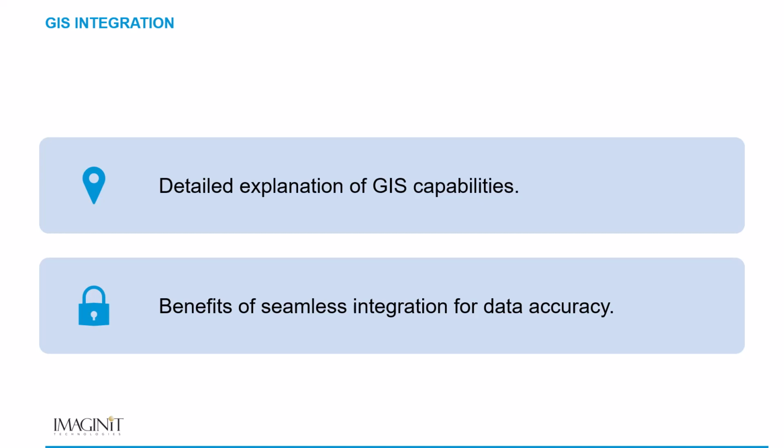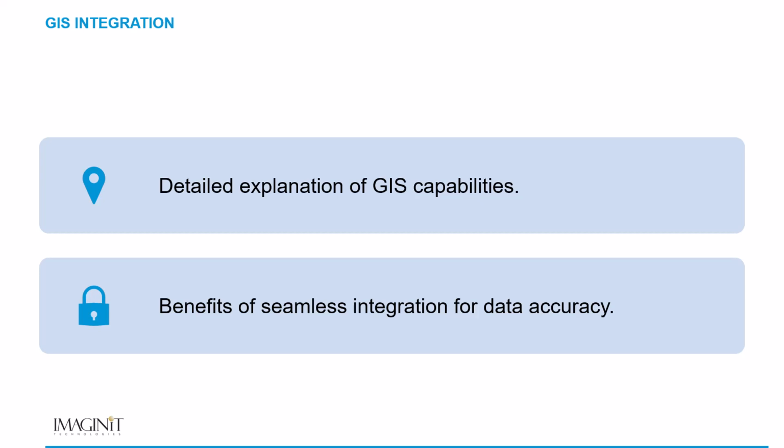Central to InfoWater Pro's capabilities is its seamless GIS integration. This feature bridges the gap between complex water distribution models and the geographical data that underpins them. By integrating directly with GIS, InfoWater Pro allows water utilities to utilize up-to-date geographical information, ensuring that models accurately reflect the real-world layouts of water networks. This precision is critical for effective analysis and decision-making.